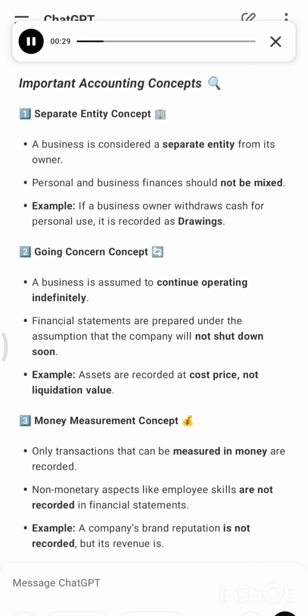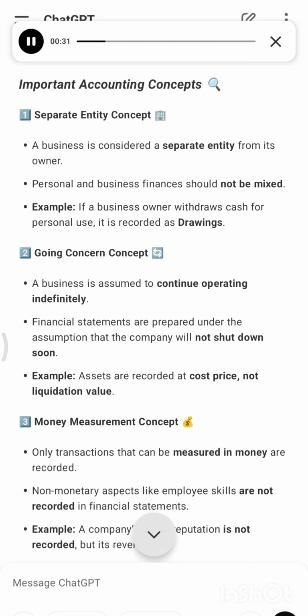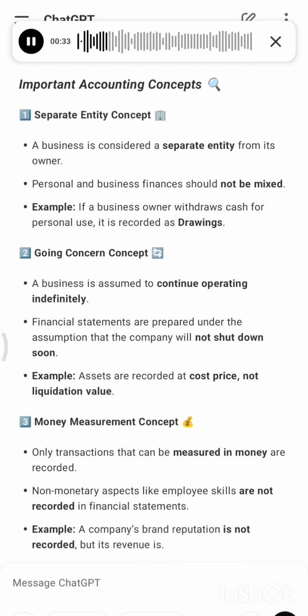1. Separate entity concept. A business is considered a separate entity from its owner. Personal and business finances should not be mixed. Example: if a business owner withdraws cash for personal use, it is recorded as drawings. 2. Going concern concept. A business is assumed to continue operating indefinitely. Financial statements are prepared under the assumption that the company will not shut down soon. Example: assets are recorded at cost price, not liquidation value.